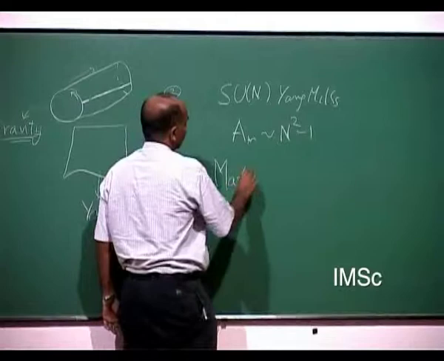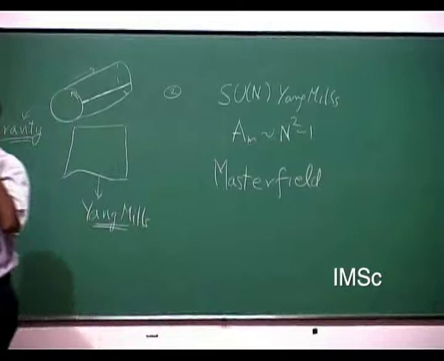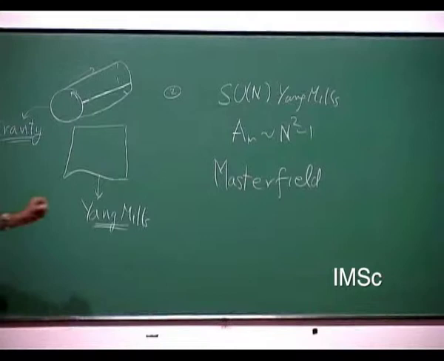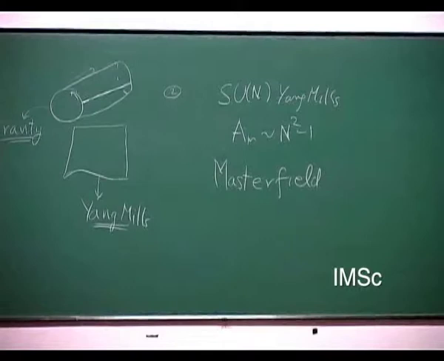which would allow you to calculate the leading in 1 over N terms of correlators. This was also never properly realized in a practical way. No one ever found a master field or anything like that. Master field of A mu. Yeah. So his idea was a master field of A mu.